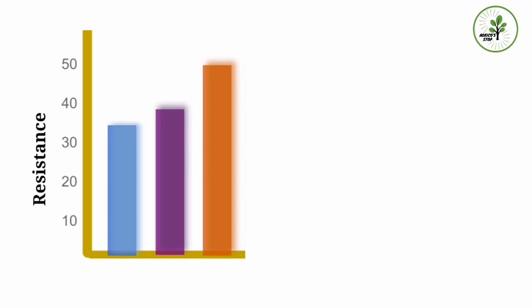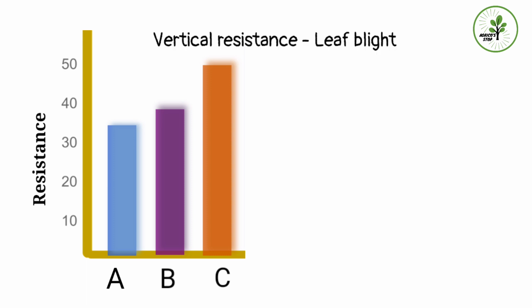Are you curious about why these terms vertical and horizontal are used by Vanderplank to describe them? It's just a matter of a few seconds. Look into this diagram, where there are three plants A, B and C which have vertical resistance to leaf blight. The difference in the level of resistance among these plants is visibly vertical, so it is named vertical resistance.